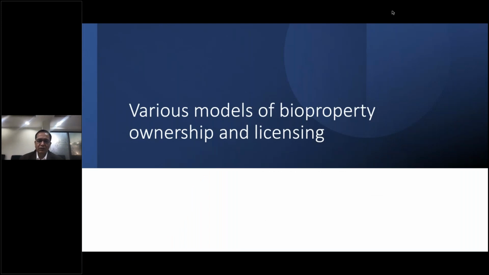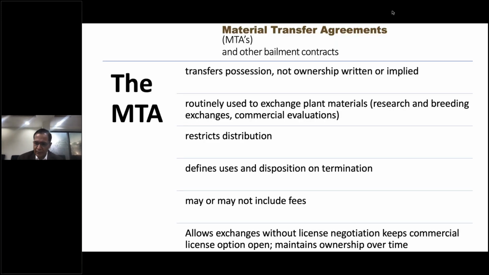Now let's look at the various models of bioproperty ownership and licensing. We looked at the ownership earlier, where the property control is by possessor, typically, unless those products of nature are being protected under patent or under the plant variety protection. Generally, due to limitation on patent protection, they're all by control of possession as such. And when we look at bailment, we invariably use the material transfer agreement as an important access framework, routinely used to exchange all kinds of organisms.